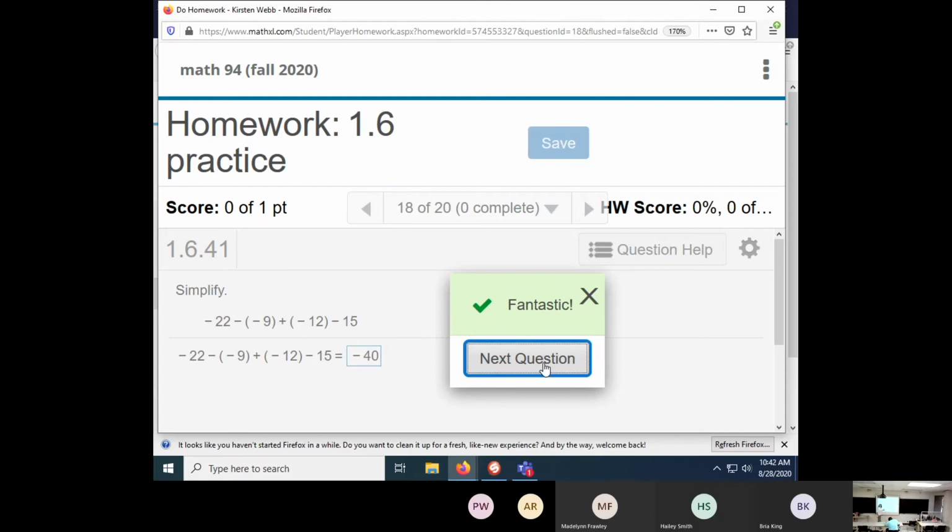Here's what Math thinks about your negative 40. Fantastic. Nicely done.